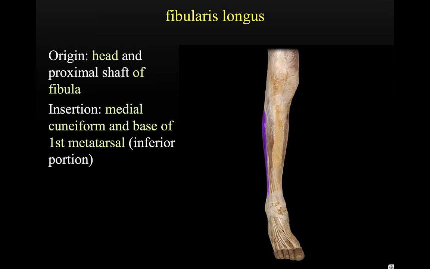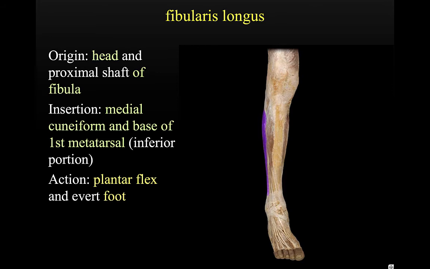This will come down and insert in the same location we were dealing with before, the medial cuneiform and primarily that base of the first metatarsal. This is going to be on the inferior portions of those. So this thing actually comes down and it goes through a notch on the back of the lateral malleolus of the fibula, and that's going to do something very interesting.